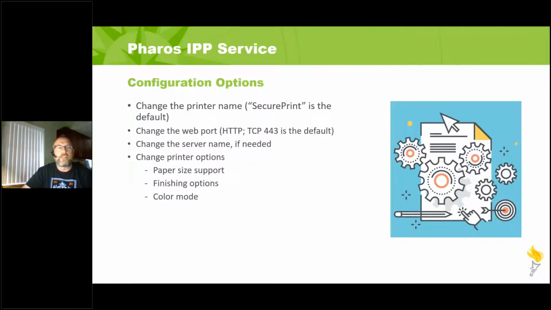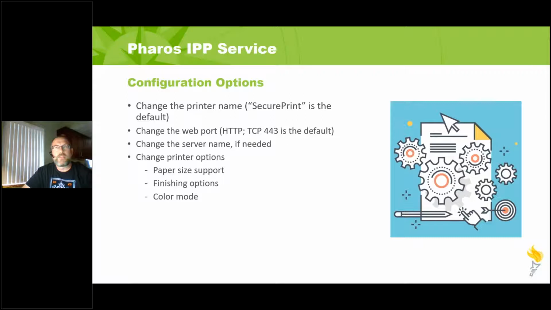By default, the printer name is Secure Print. That can be changed by editing the control file within Blueprint. You can also change the web port to listen on. The default again is 443 because that's the standard HTTPS port. If you need to change the server name to something more friendly, you can. And you can also, within the config file, change your paper size support. Right now we support legal, letter, tabloid, A4, and A3 paper. If you need to support other paper sizes, then those can be added.